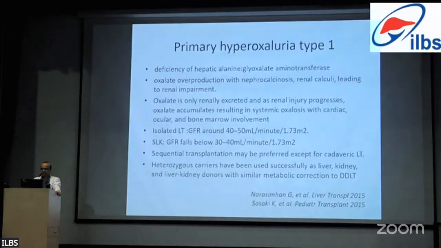Sequential transplantation may be preferred in case of living donor, except in cadaveric. If the child is getting a cadaveric liver, it's better to do the SLK than going for a sequential. Heterozygous carriers in the living donor setting have been used successfully as liver and kidney donors with similar metabolic correction as seen in cadaveric transplant.